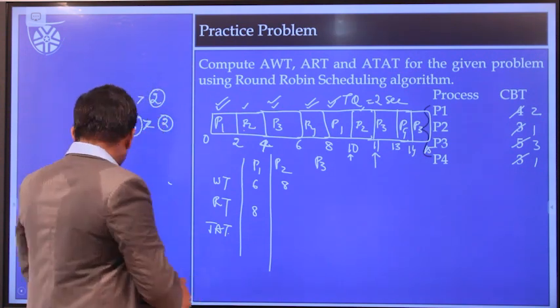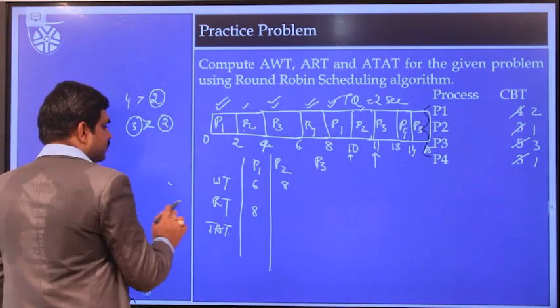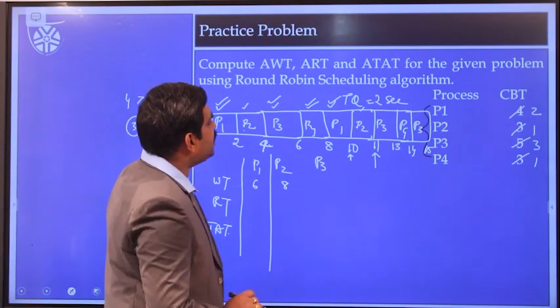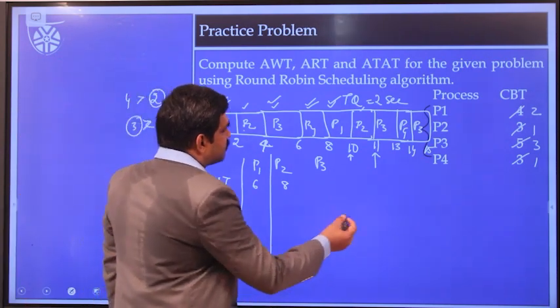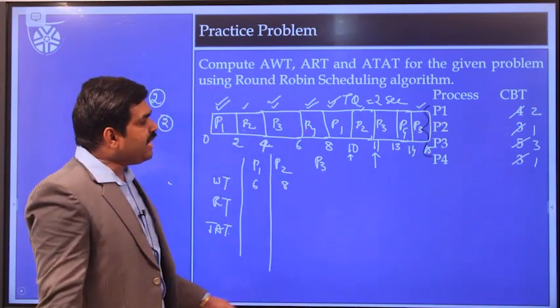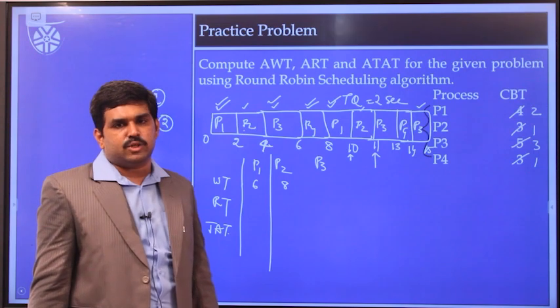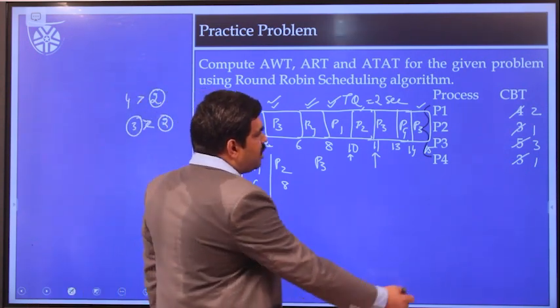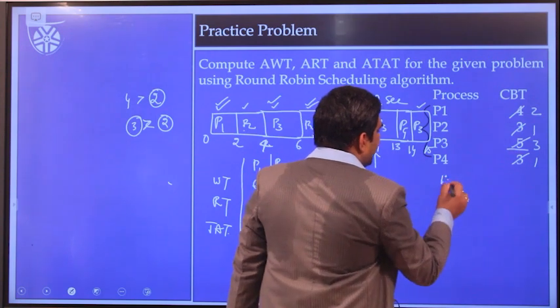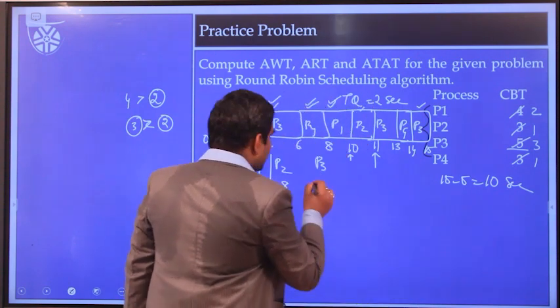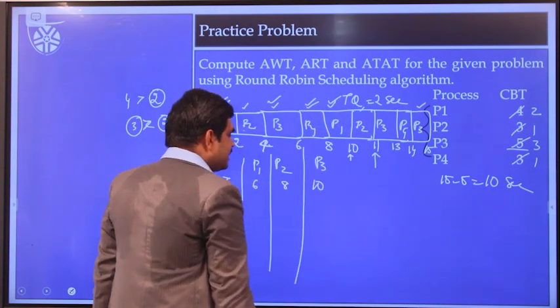What about process P3? P3 is waiting and it has been completed at last. After 15 seconds of time, it has completed the execution. What about the CPU burst time of process P3? P3 needs the CPU for 5 seconds of time. So 15 minus 5, which is equal to 10 seconds. So the waiting time of process P3 is 10 seconds.